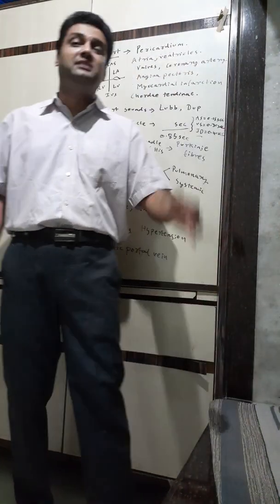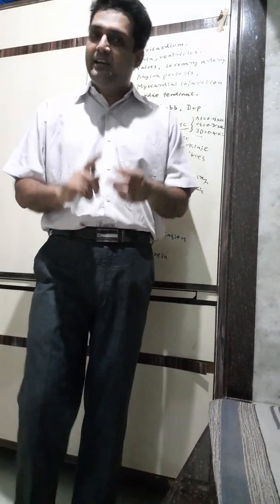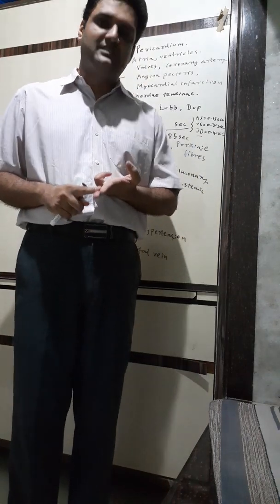Do the book back diagram based questions. Very, very important, children. The book back diagram based questions of this chapter are very important. Read the textbook thoroughly and do the book back diagram based questions. I hope you've understood the circulatory system. Thank you.